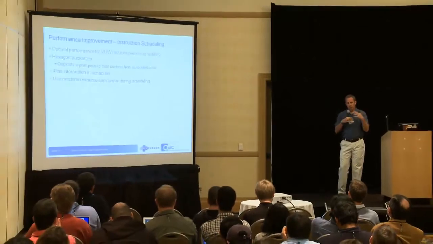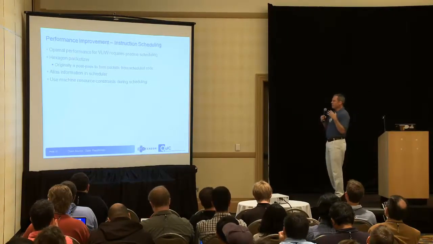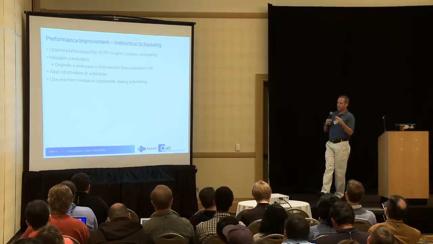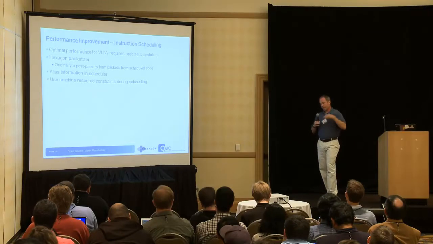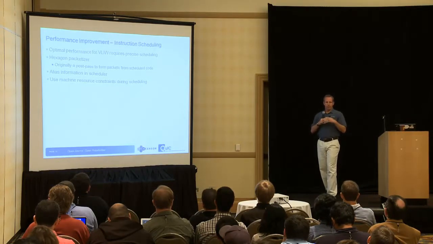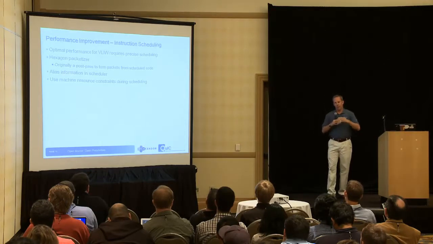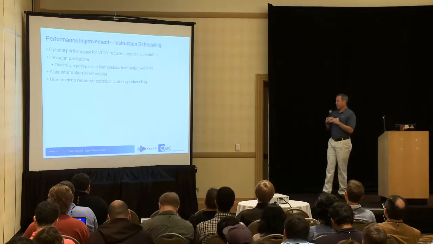Since we are a VLIW machine, one of the most important things we have to think about is instruction scheduling. It's very important to make optimal use and get 4 instructions that can execute in parallel. We originally wrote that packetizer, like I said, as really a post-pass that looked at already allocated, already scheduled code and just tried to form packets. It looked at what instructions were legal, both semantically and based on the machine resource constraints, could be put together.